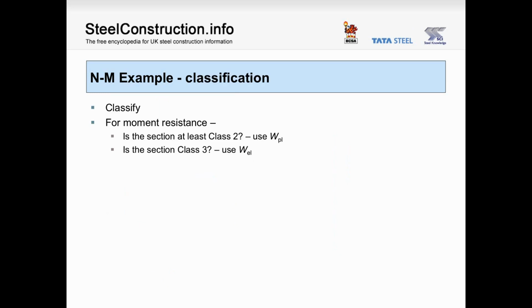So first of all then, we need to classify. And if we consider moment resistance, we need to check whether the section is at least class 2. Because if the section is class 1 or class 2, we would use the plastic modulus. If the section is class 3, we would use the elastic modulus. For the flexural buckling resistance, the test is, are we at least class 3? Because if we are, we would use the gross cross-sectional area, and if not, we would use the effective cross-sectional area.